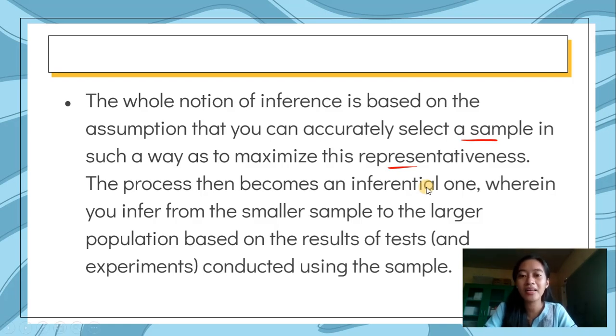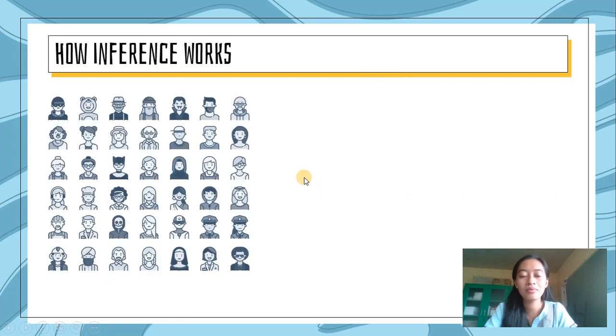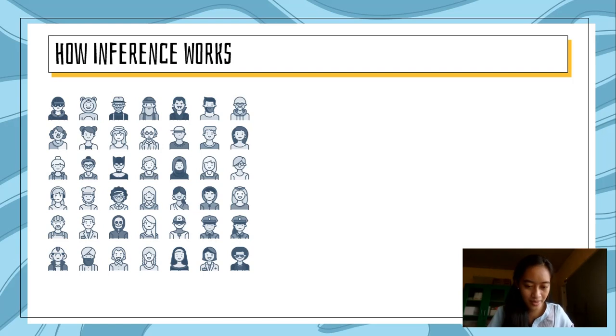So the process then becomes an inferential one, wherein you infer from a smaller sample to the larger population based on the results of the tests that you did and the experiments that you conducted using the sample. How will I visualize that one? So how does inference work? Turning to your SLHD, page 2.